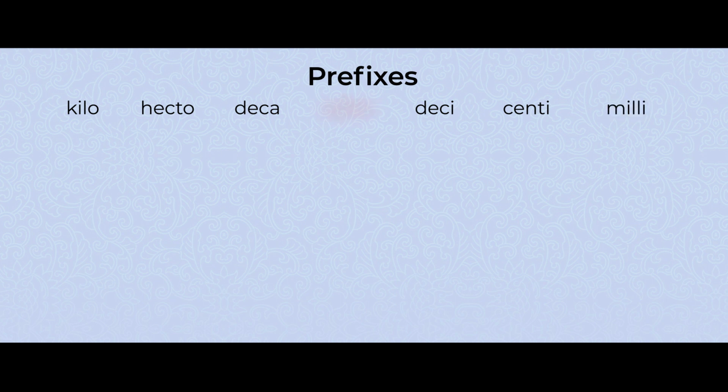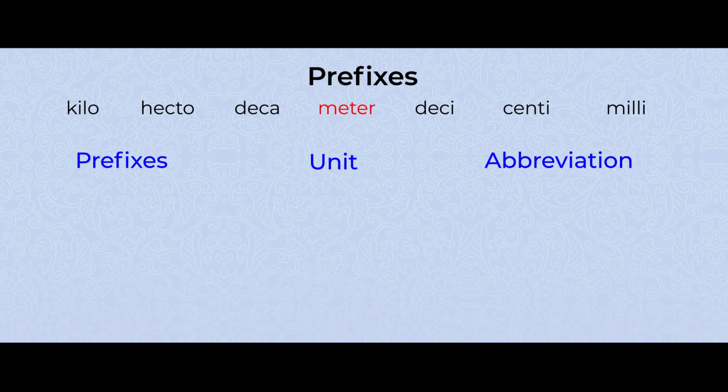We use meter as a base unit, so we place the meter in the center. Let's have meter as the base unit here, and let's see, when we use different prefixes, what unit do we get? Let's start with kilo. If we use the prefix kilo and the base unit is meter, the unit we would get is kilometer, and the abbreviation is km.